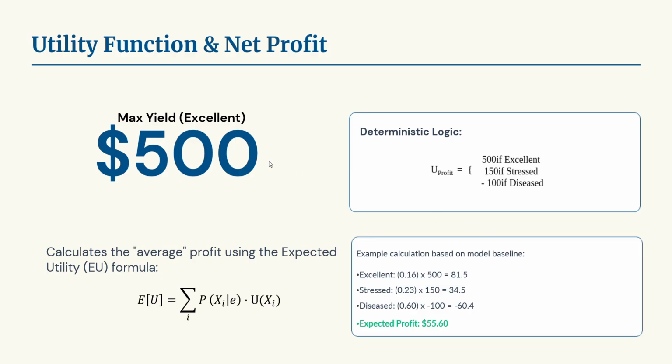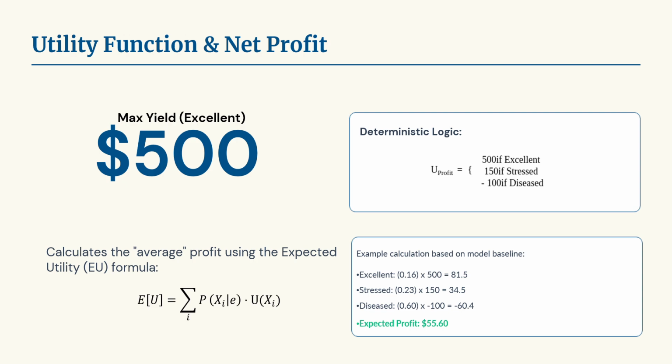To turn this prediction into actionable decisions, we integrate a utility function to calculate the net profit. Instead of assuming a fixed outcome, the model applies deterministic logic using the expected utility, EU, which sums the probability of each crop health state multiplied by its financial utility. For example, an excellent yield brings a maximum profit of 500. A stressed crop brings 115, and if the crop is diseased, we can have a loss of minus 100.